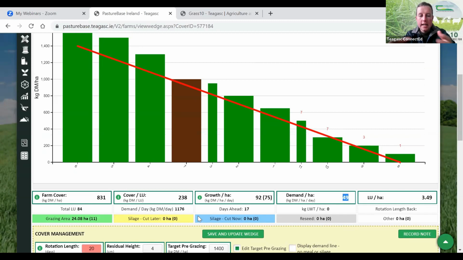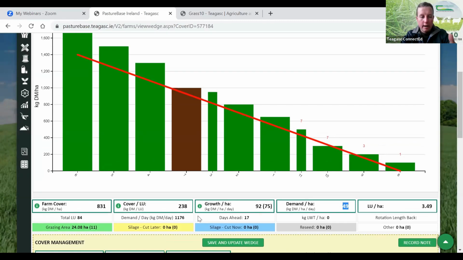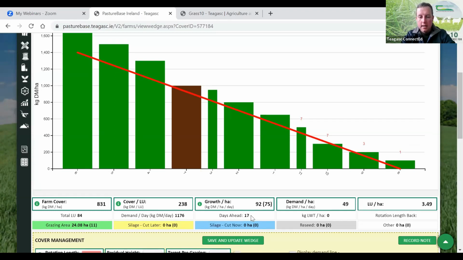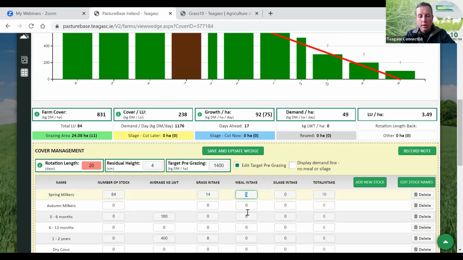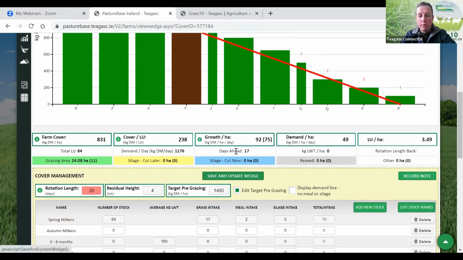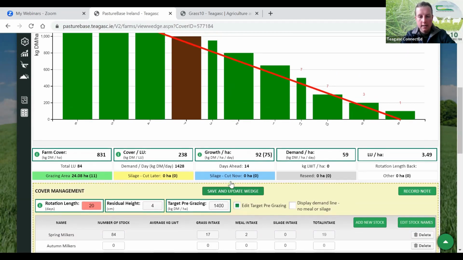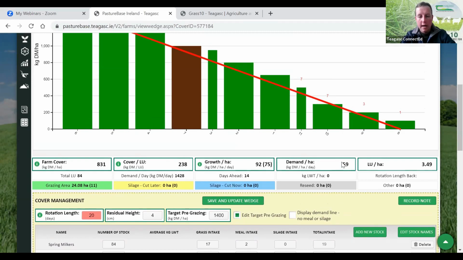But say this was your situation, and your farm cover was 830 and your cover per cow was 238, which in a dry stock scenario means you're 17 days ahead. If I wanted to reduce that, I'd say I have too much grass there, so I might pull back the meal to 3 kilos, or even, just for dramatics here, go back to 2 kilos. And some farmers think by pulling back meal by a couple of kilos, it'll fix all their problems and get them back on top of the grass. Well, you can see here it's just gone back to the way it was.